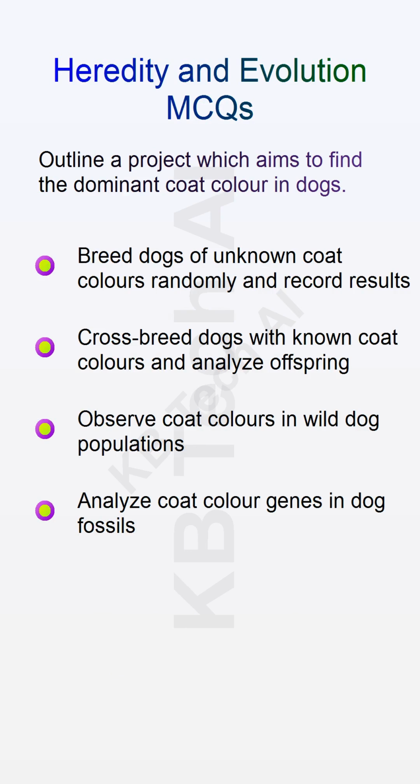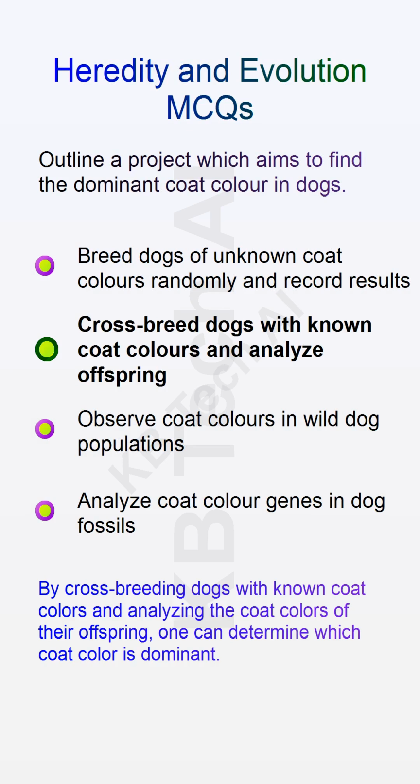Outline a project which aims to find the dominant coat color in dogs. Option 1, breed dogs of unknown coat colors randomly and record results. Option 2, cross-breed dogs with known coat colors and analyze offspring. Option 3, observe coat colors in wild dog populations. Option 4, analyze coat color genes in dog fossils. The answer is option 2, cross-breed dogs with known coat colors and analyze offspring.